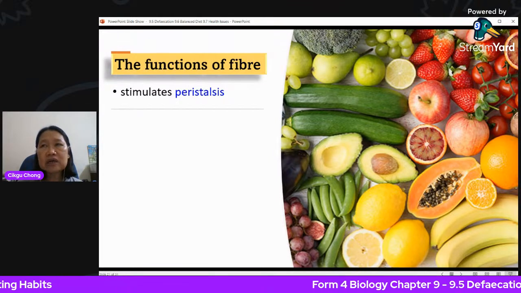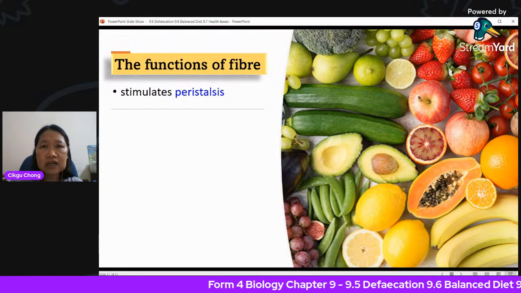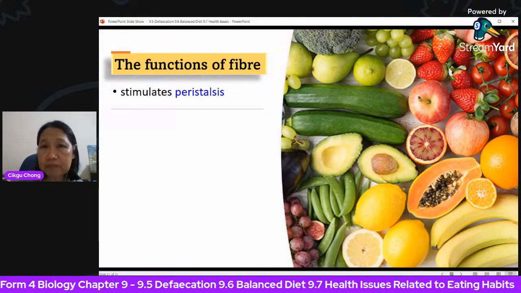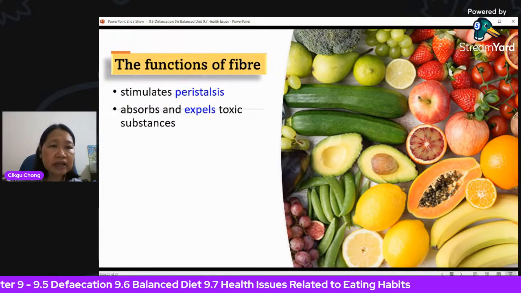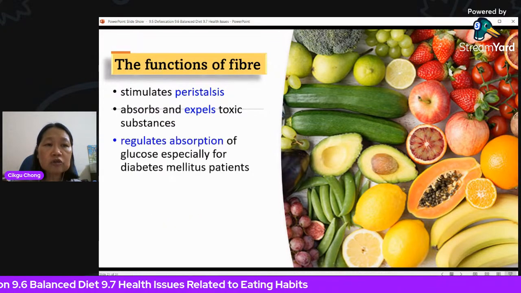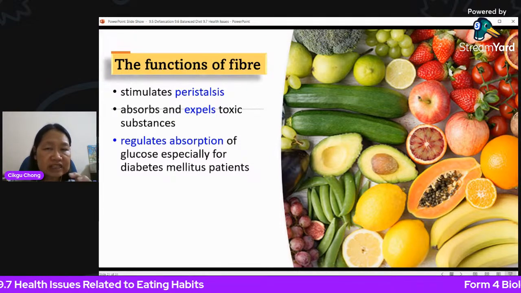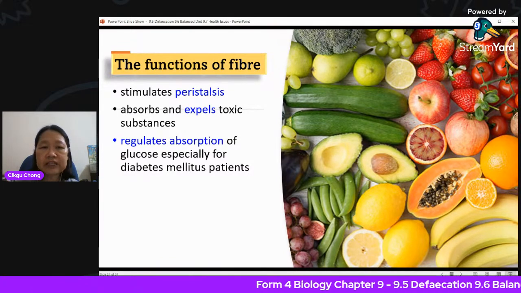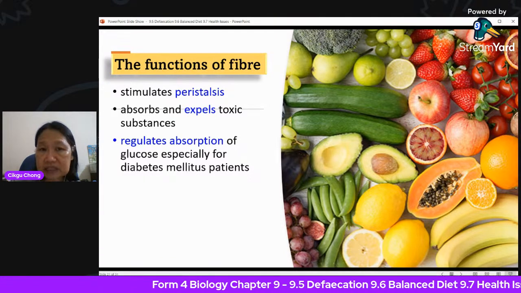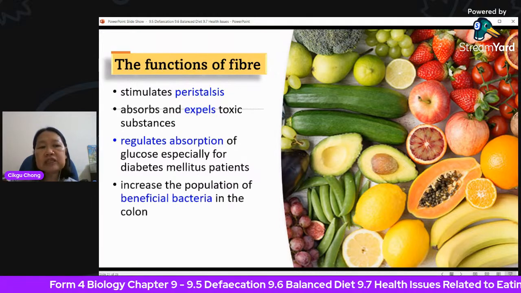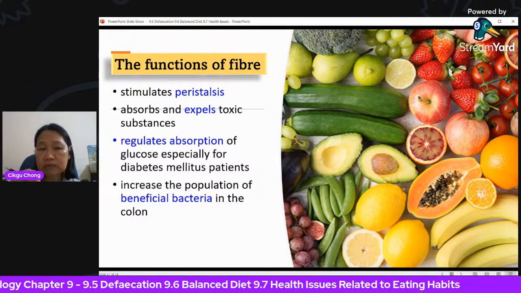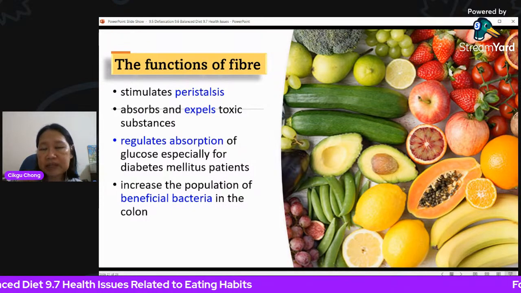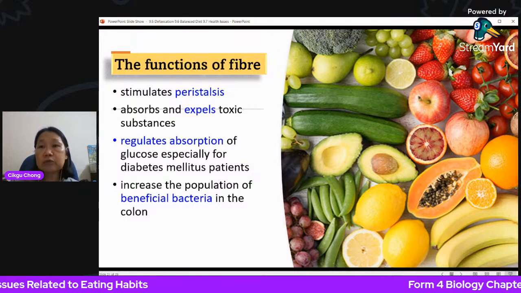And then you have your veins there that will be inflamed. Then you injure it, then you get all these hemorrhoids. Fiber absorbs and expels toxic substances, okay? It also absorbs water, so it makes your feces soft. It regulates the absorption of glucose, especially for patients who have diabetes mellitus, okay? Then it increases the population of beneficial bacteria. So you need some good bacteria inside your colon. If you take more fiber, your beneficial bacteria will be more.